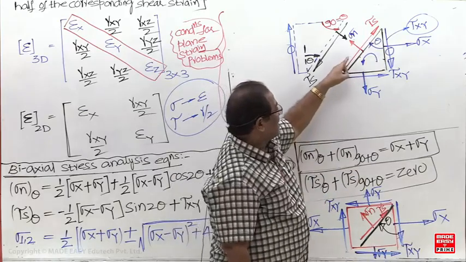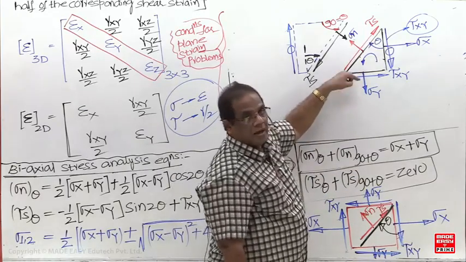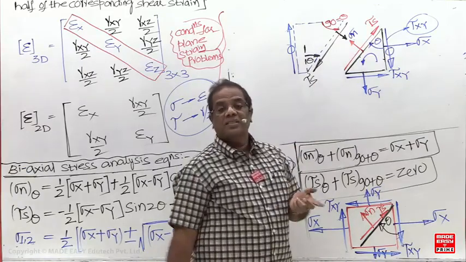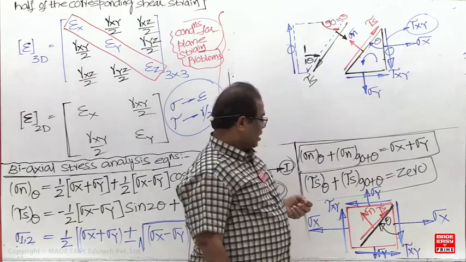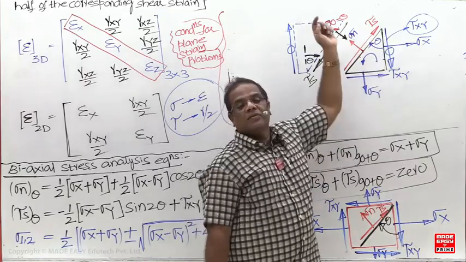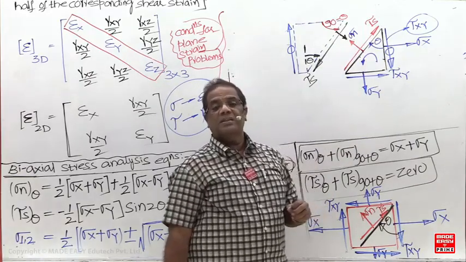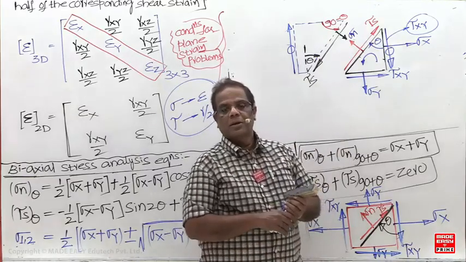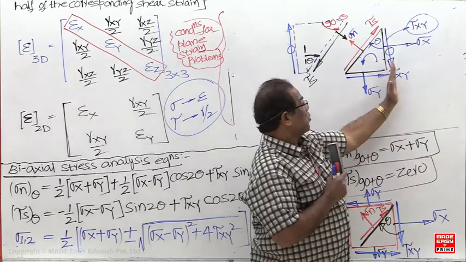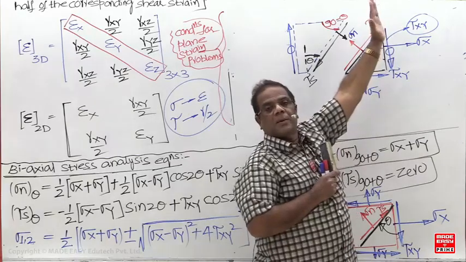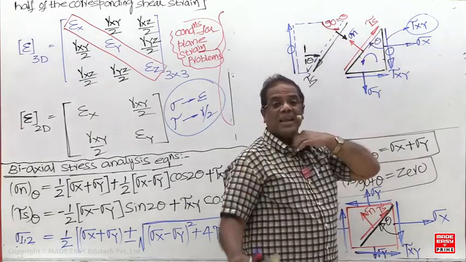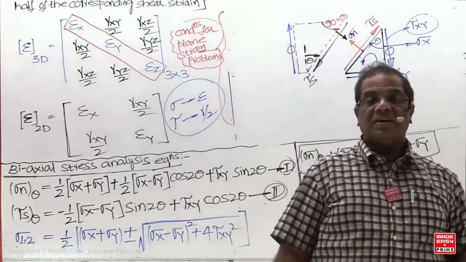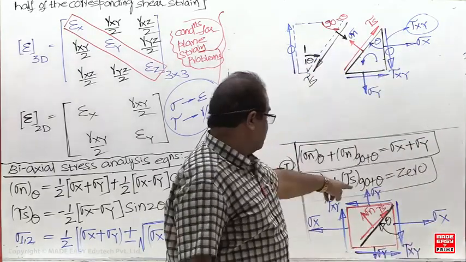Textbook to textbook, some measure theta from the y face, others from the x face. Timoshenko and Gere take theta in the anti-clockwise direction. Even in the strength of materials book, theta is taken anti-clockwise. You can use any equations, but you should remember the assumed state of stress, because whatever equations are derived assume a particular state of stress.